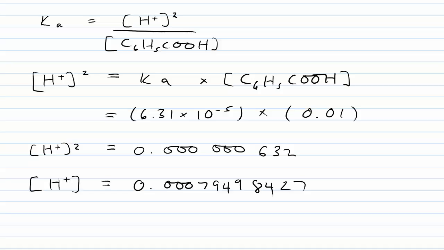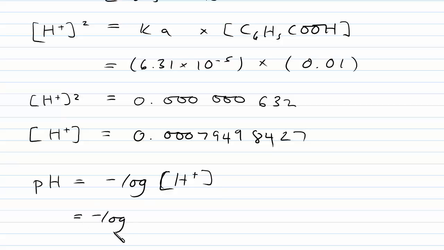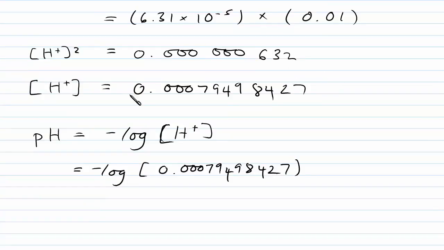The rounding can be done in the last part so as not to lose any accuracy. So now we know the concentration of hydrogen ions, we can work out the pH, because we know that pH is equal to the negative log of our concentration of hydrogen ions. So we're going to take the negative log of 0.00079498427, and take your time not to mistype any of these numbers because it'll give you a wrong answer. And we find that pH comes out to be 3.099.